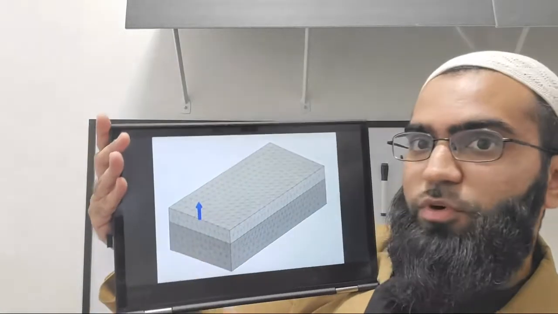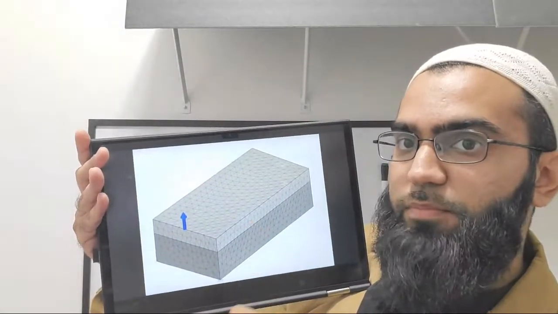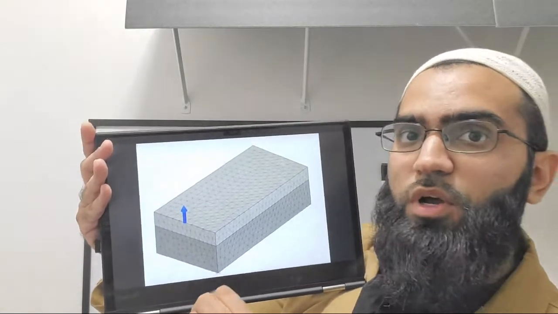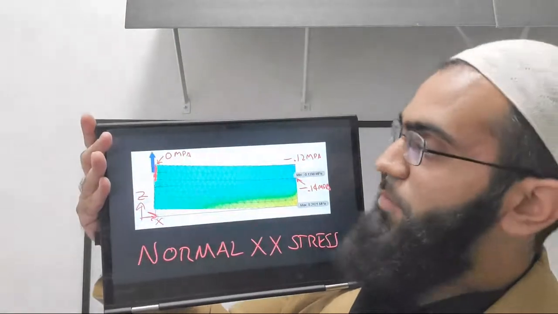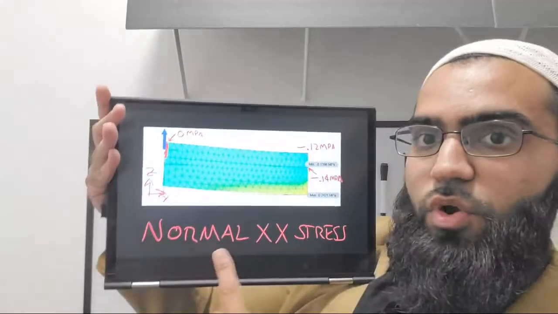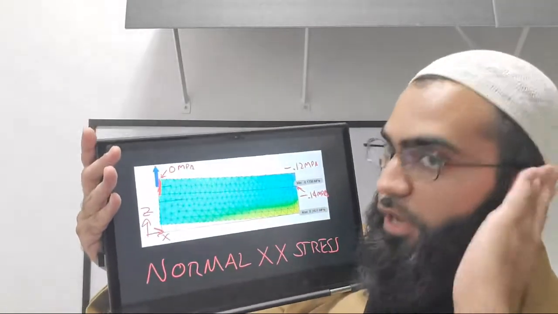It doesn't matter if you apply forces up or down. We're clamped in the back. Up or down doesn't matter because this is a linear model. It's going to work well both ways. So here's that model again. I isolated the normal stresses in the X direction. That's what I'm going to be using to calculate voltage.